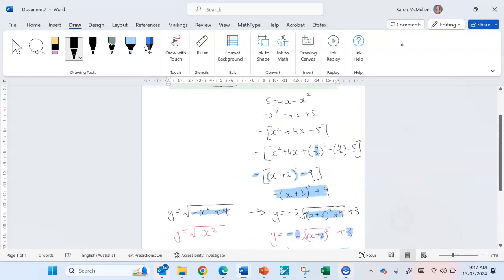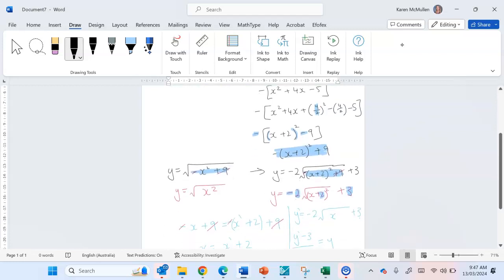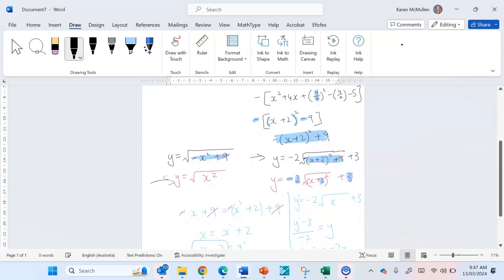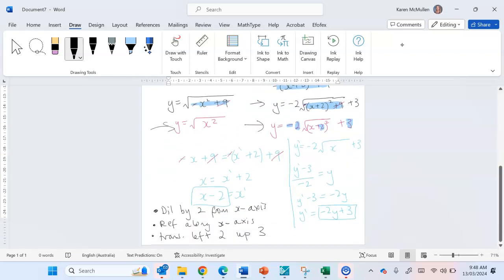The tricky part with this one is completing the square to allow you to do the transformations by inspection, which is what we did here in pink. If you didn't know to cancel, easy to cancel, you could just do mapping like we did down the bottom in blue. I'm going to end there because there's a lot going on.